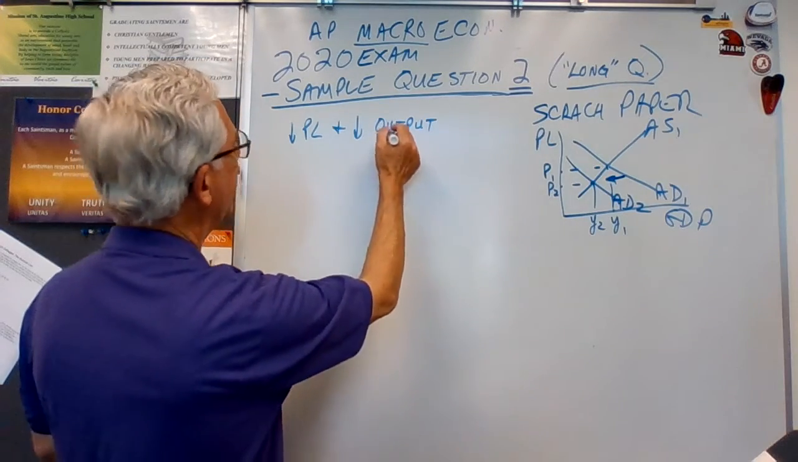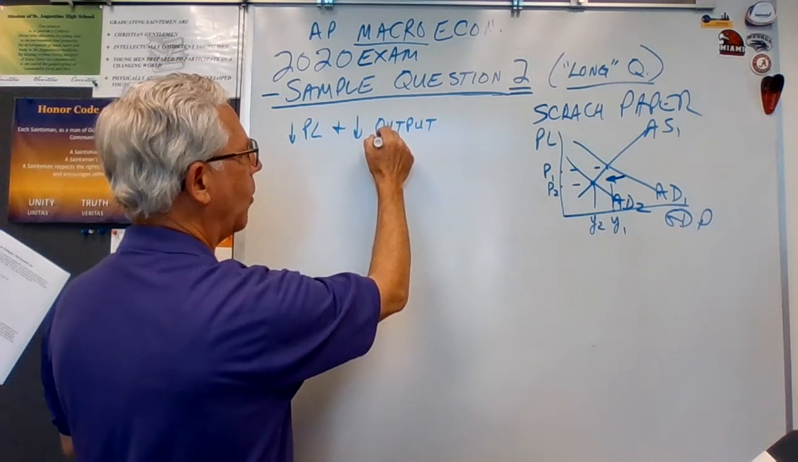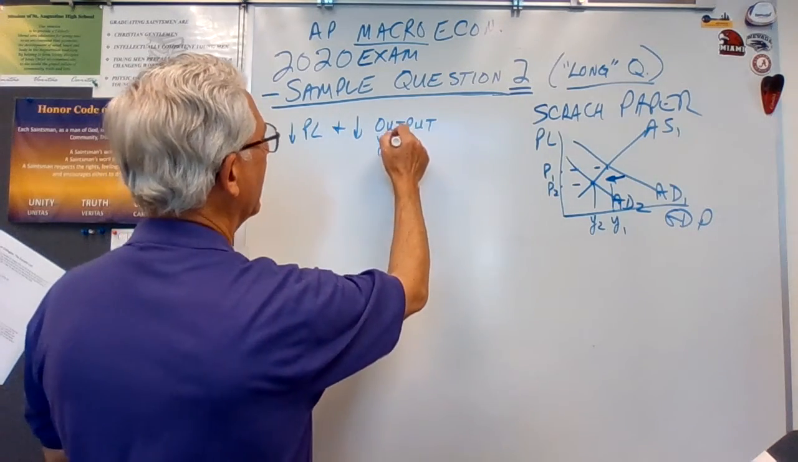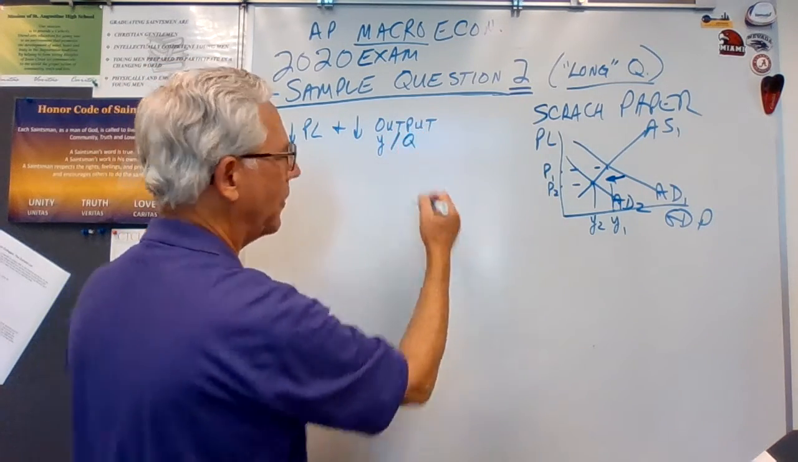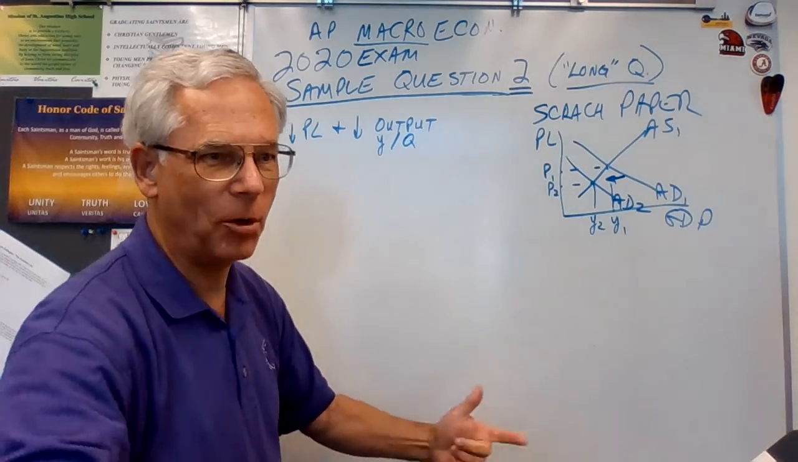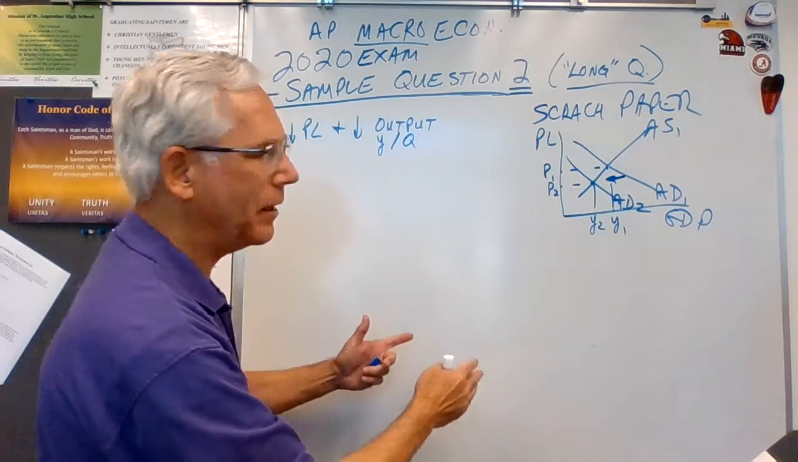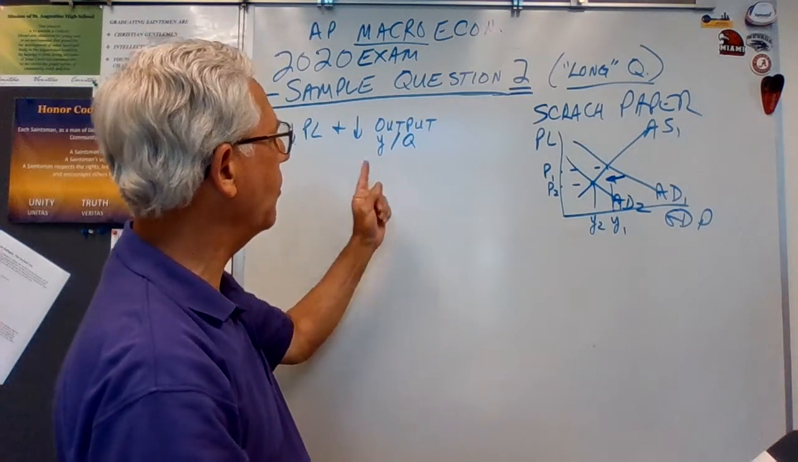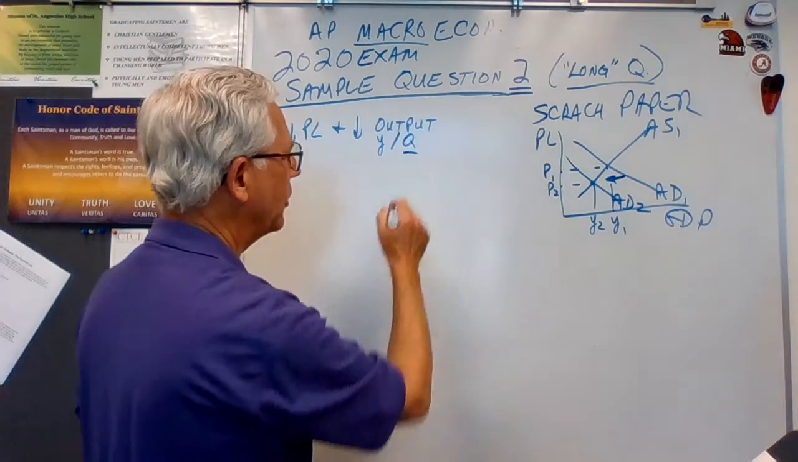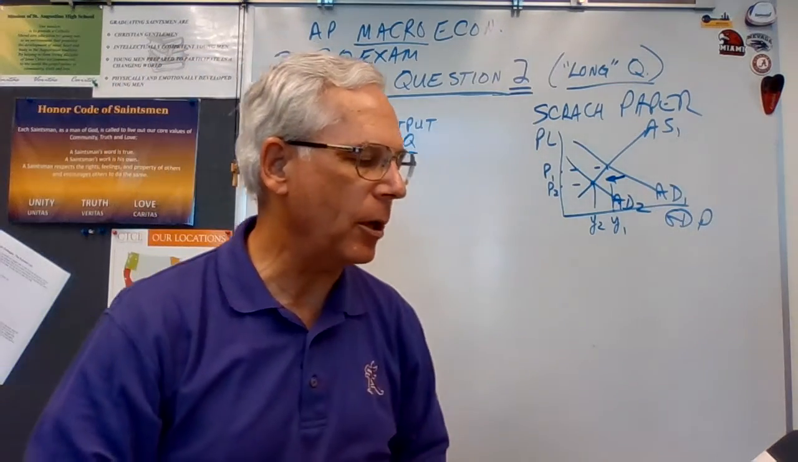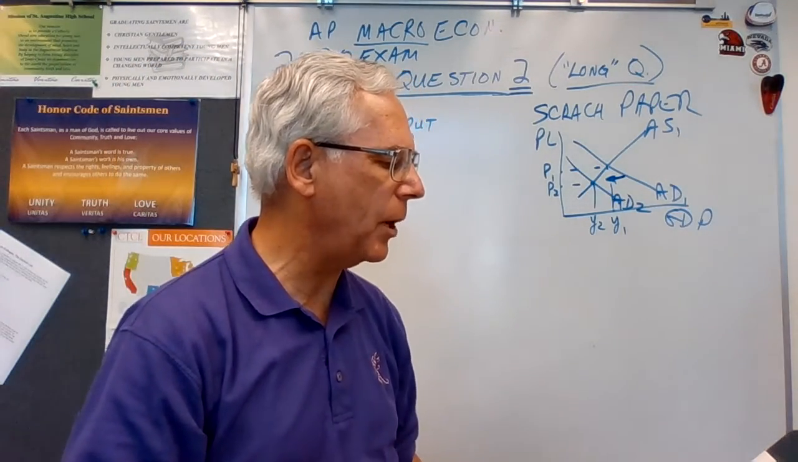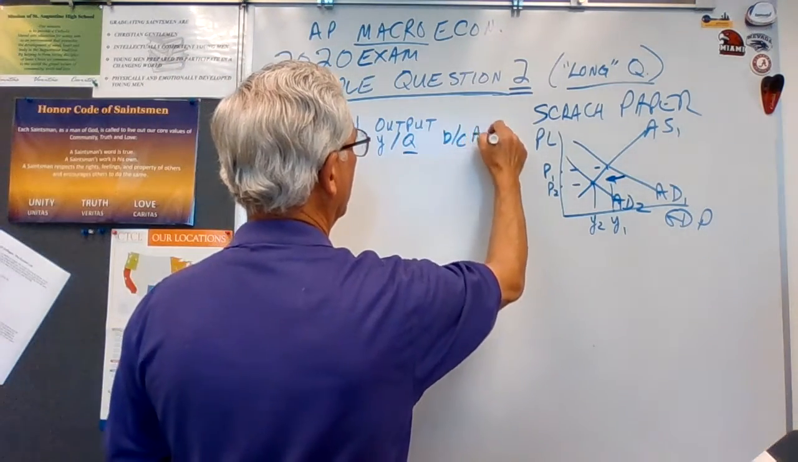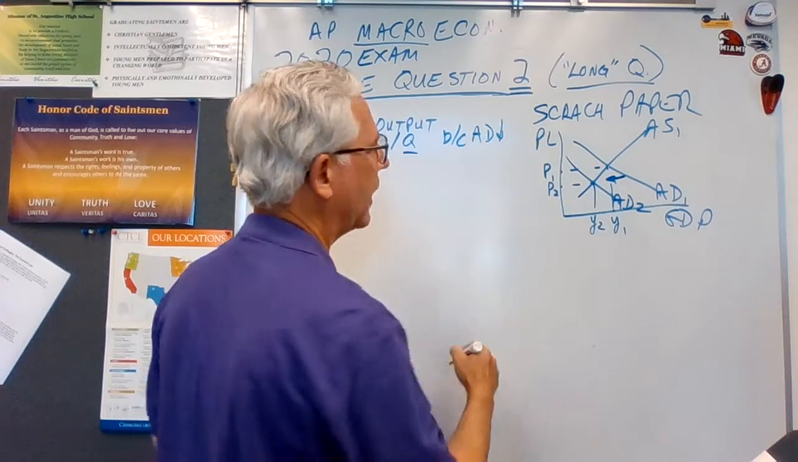Now here for output, if you put Y, I'm pretty sure that the readers are going to understand that. If you put Q, actually more teachers teach it that way, I think, high school level teachers anyway. College level teachers usually are using the Y. I'd put the Q or just write out the word output. All right, so we know that output is down, price level is down. Why? Because AD shifted left. It went down.